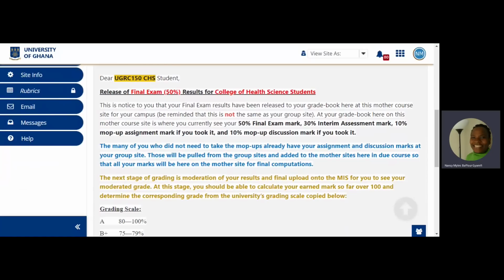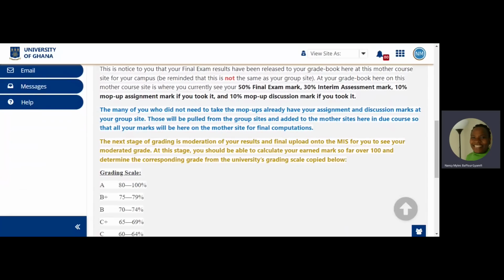Okay, so we'll do that. We'll upload it onto the MIS for you to see your moderated grade. At this stage, that is, if I release marked results over 50 for the final exam, you yourself can calculate your end mark over 100: 10% from assignment, 10% from forum. If you took the original and you didn't do the mop-up, we'll use those. If you took the mop-ups, it is the mop-ups that we will use. Don't come bothering me again, I beg you.